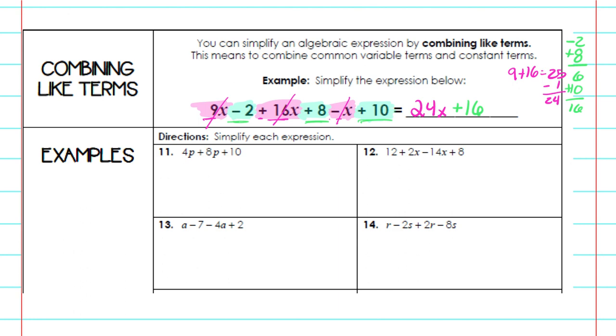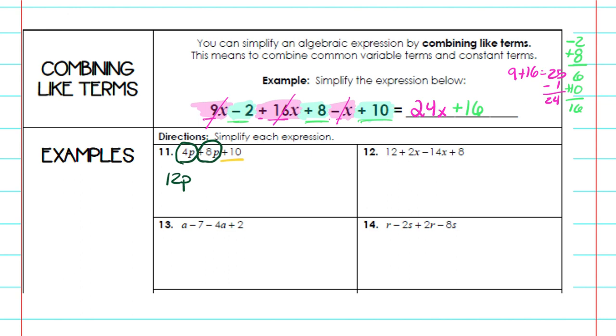Okay, so let's look at this example here. I have a P, a number with a P, and just a constant. So 4 plus 8 gives me 12p. Bring the variable back down. You just add or subtract the coefficients and the variable remains.